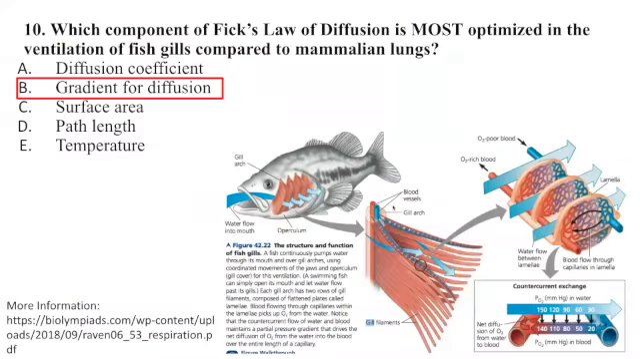Number 10, which component of Fick's law of diffusion is most optimized in the ventilation of fish gills compared to mammalian lungs? So the correct answer is B, the gradient for diffusion, because the fish create this high concentration gradient via the mechanism called countercurrent exchange, which maintains a constant and high gradient for diffusion across the entire surface of the gills.